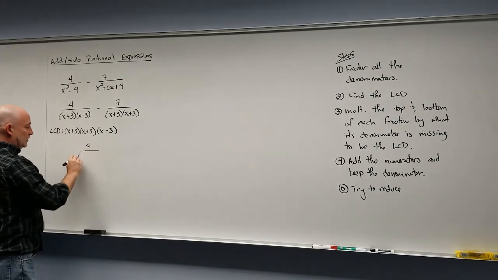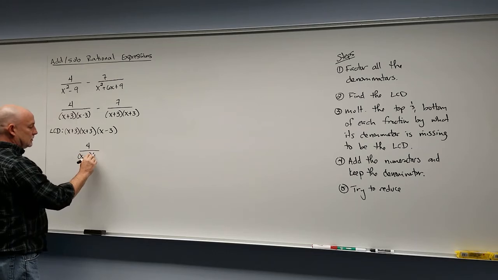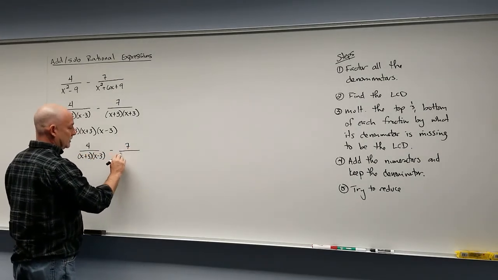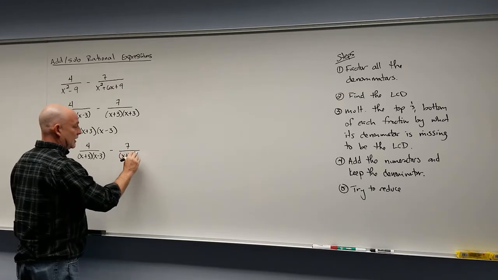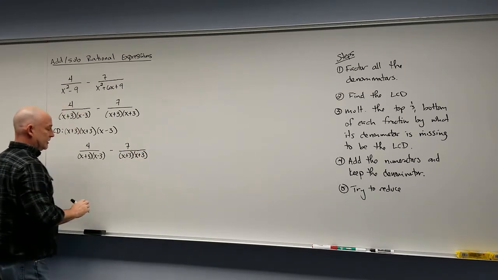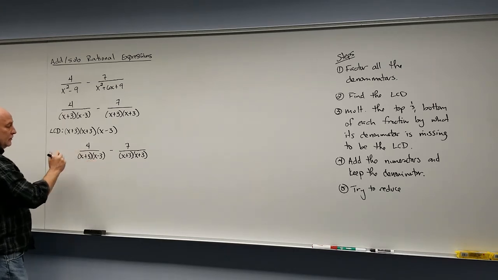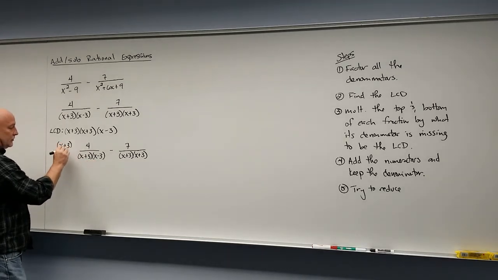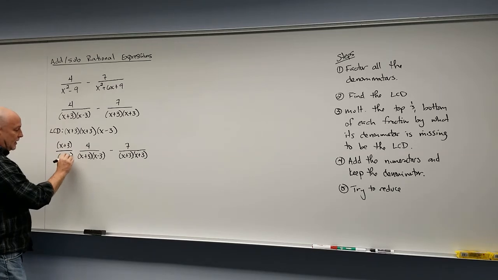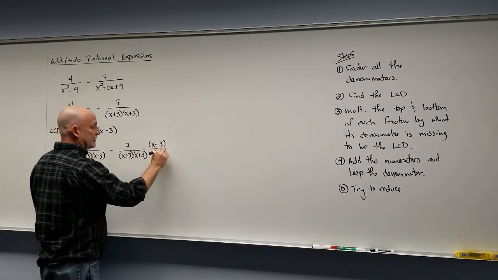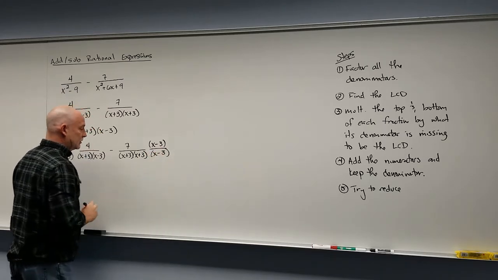So now we're going to take each one of our fractions and multiply it by what its denominator is missing to be that least common denominator. So this one has an x plus 3 and an x minus 3. We're missing one other x plus 3, so I'm going to multiply the top and the bottom of that one by x plus 3. This one's missing the x minus 3, so I'm going to multiply the top and the bottom by x minus 3.